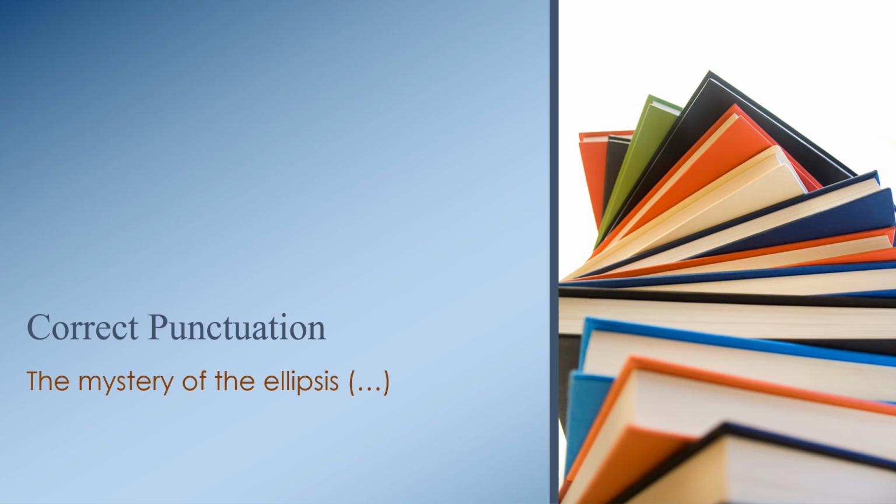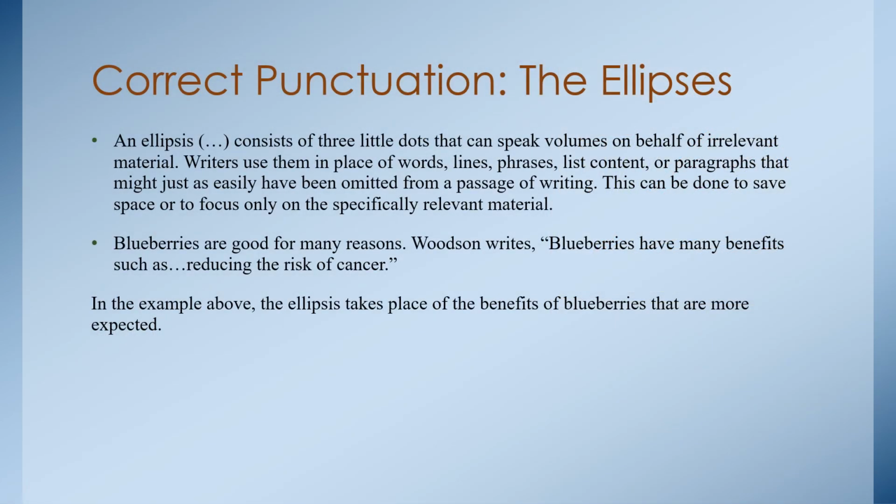Next, in reviewing punctuation, we're going to go over the ellipsis. That's that dot, dot, dot that you see sometimes after sentences. Writers may use the ellipsis in place of words, lines, phrases, list content, or paragraphs that might have just as easily been omitted in the passage. For example, blueberries are good for many reasons. Woodson writes, blueberries have many benefits such as dot, dot, dot, or ellipsis, reducing the risk of cancer. So here in this example, the ellipsis takes the place of the benefits of blueberries that are more expected.